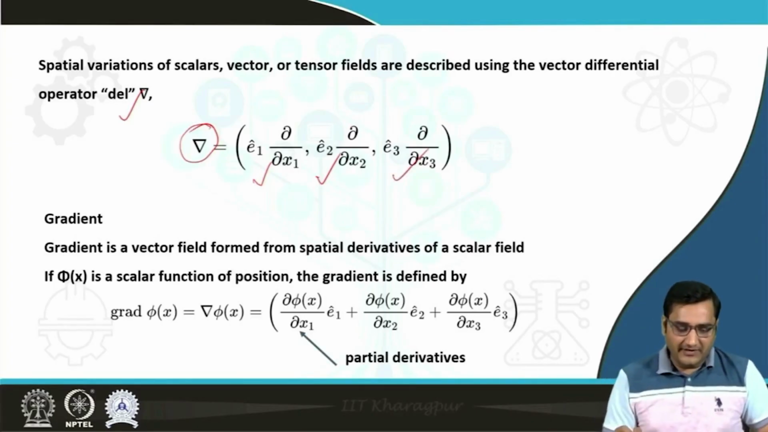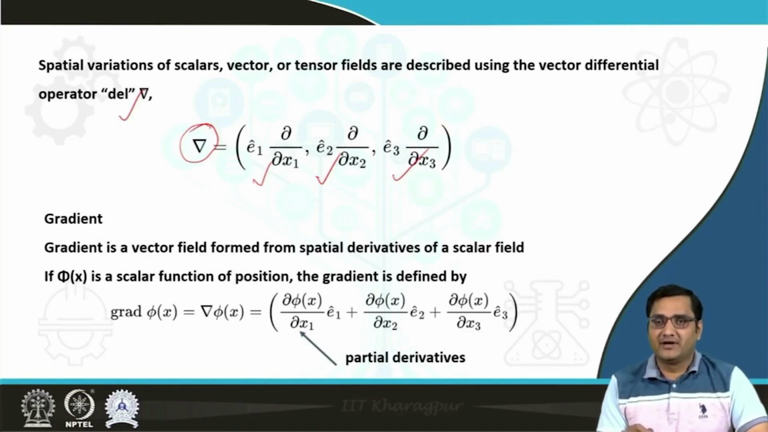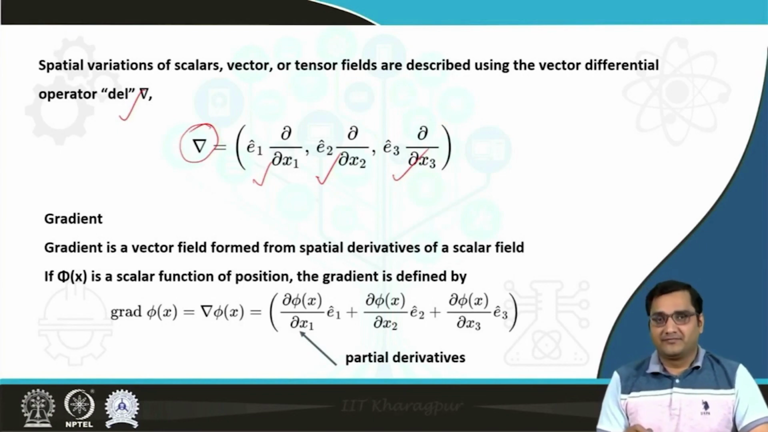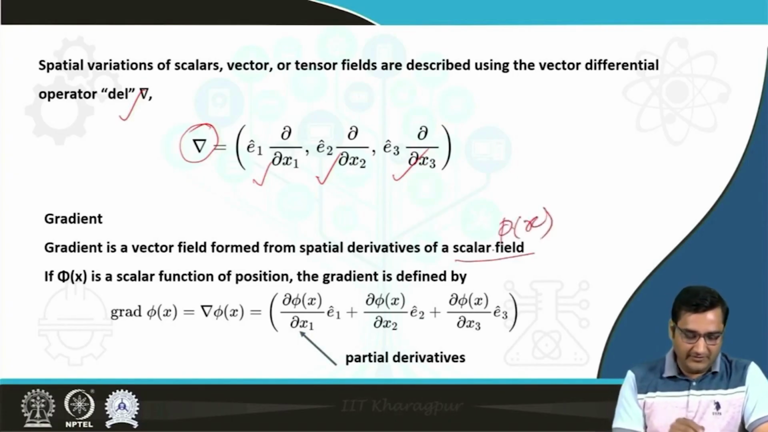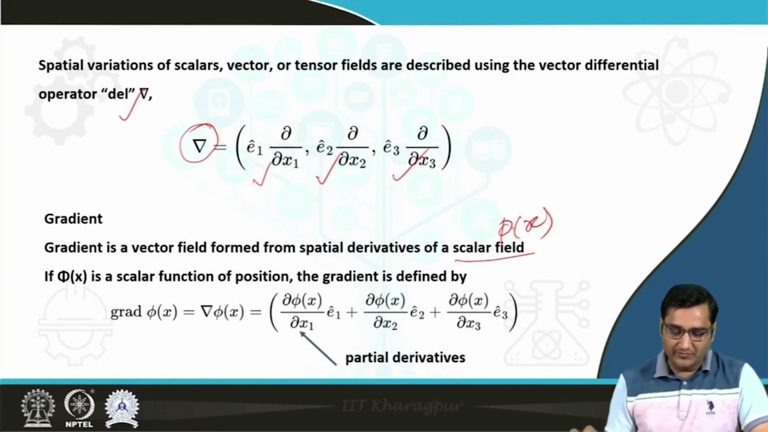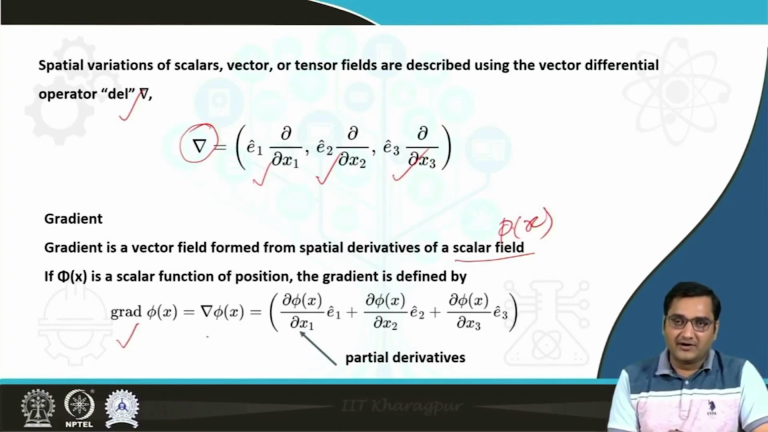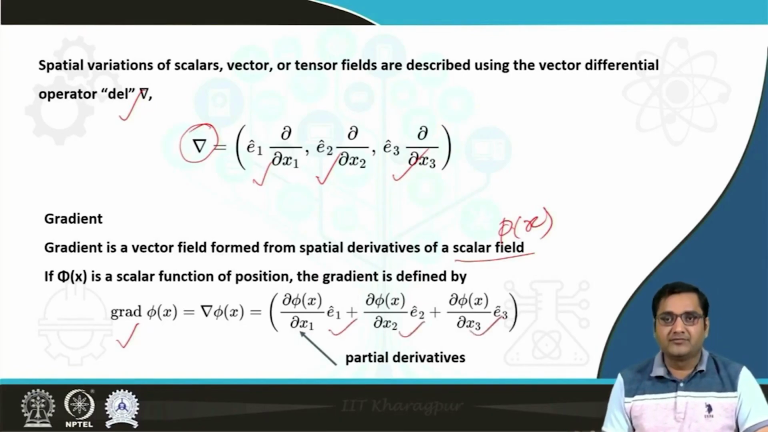And the first thing that we are going to talk about is the gradient. The gradient is a vector field formed from a spatial derivative of a scalar field. I repeat, it is the spatial derivative of a scalar field. So, if phi x is a scalar function of position, the gradient is defined by something like this, grad phi x, or inverted triangle, or del phi x, and it can be written something like this, and these are all partial derivatives.